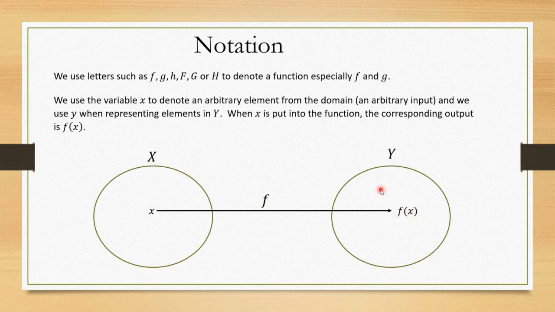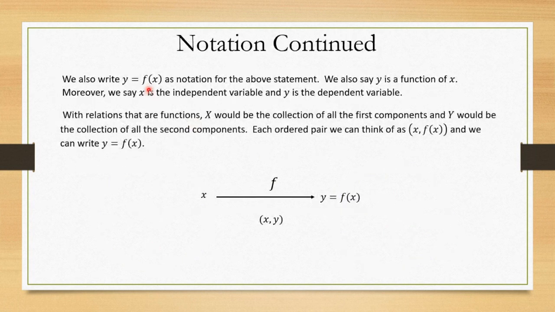And to really drive this home, what people do to represent this whole situation is they write y equals f of x. That's kind of like notation for the entire definition. x goes into the function f, you get back something in the set capital Y. Little y is what you get back in capital Y. And what exactly is that element? f of x. That's how this is read, f of x. In this case, we also say y is a function of x.